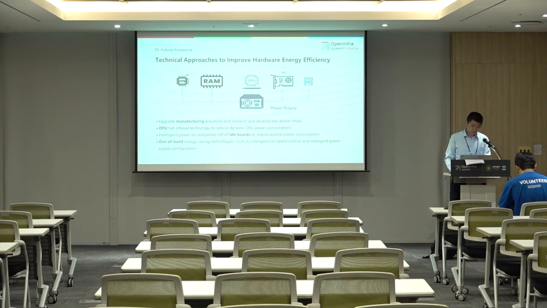And also, we can make some improvements on out-of-band energy saving, like intelligent fan speed control. The fan is always running for cooling. If the traffic is lower, the CPU load is lower and the fan speed can be reduced. By this way, it can also save power consumption. We can also consider more efficient cooling, maybe something like liquid cooling.